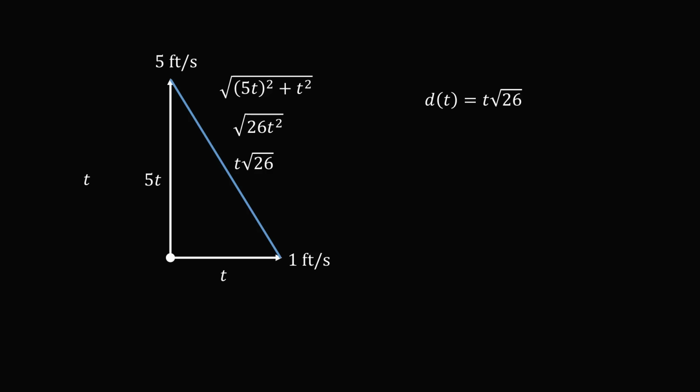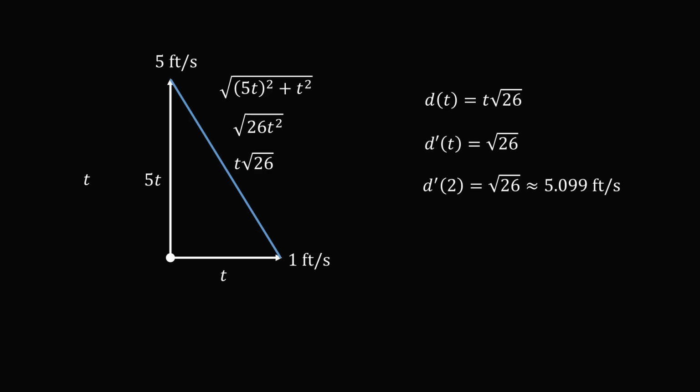We take the derivative with respect to t, so d prime of t is equal to the square root of 26. We need to know how fast they are separating at a time of 2 seconds, so we evaluate the derivative at t is equal to 2. This gives d prime of t is equal to the square root of 26, and this is approximately 5.099 feet per second. And that's the answer.